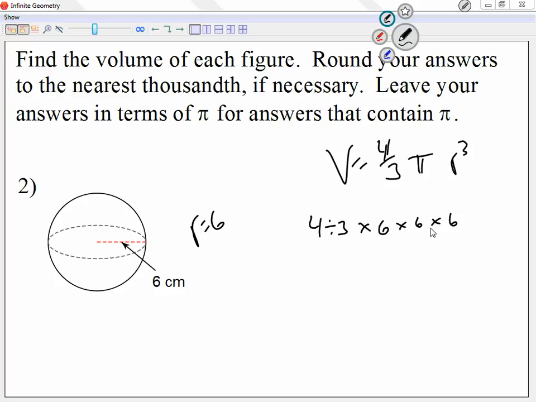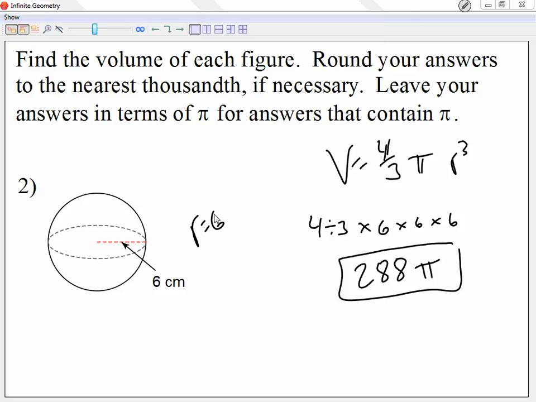I get 288. There's no decimal in this case. 288 pi. That's not bad. Always make sure you always need the radius, because our formula deals with the radius. Some of the questions I will give you guys the diameter.